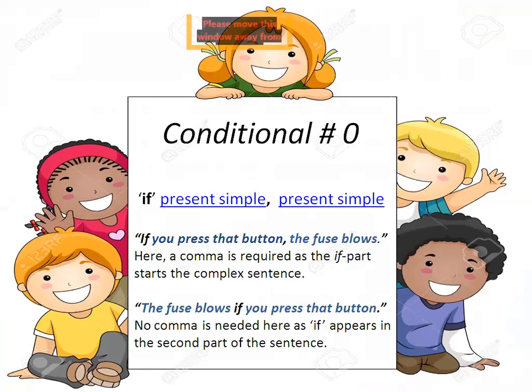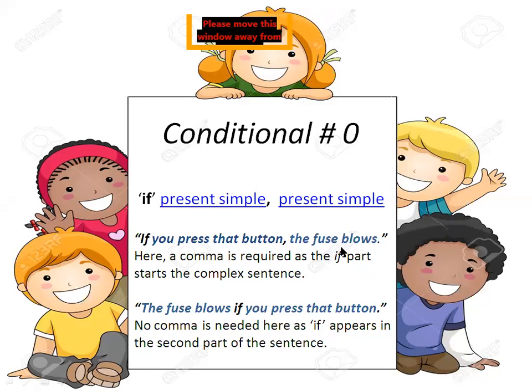If you press that button, the fuse blows. This is the reality: if you press the button, obviously the fuse will blow. Here a comma is required as the if part comes first. You can also put the if clause later, and then you will not need a comma between them because if comes in the middle. You can also exchange both parts and start the sentence with the main clause. That if clause will go on this side.